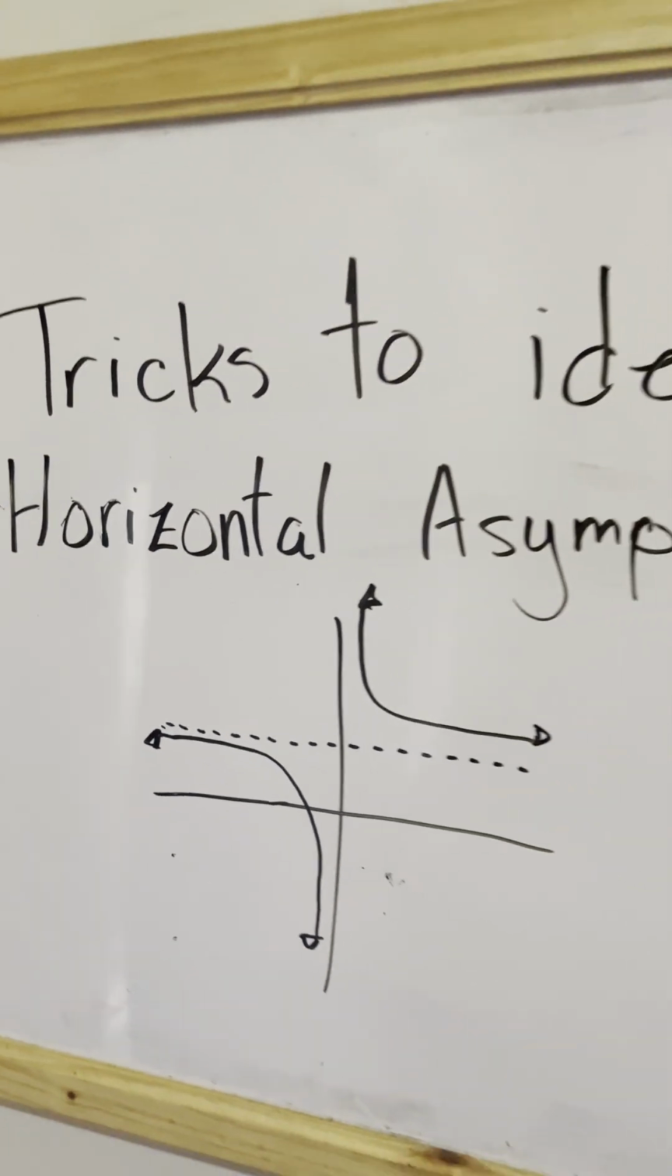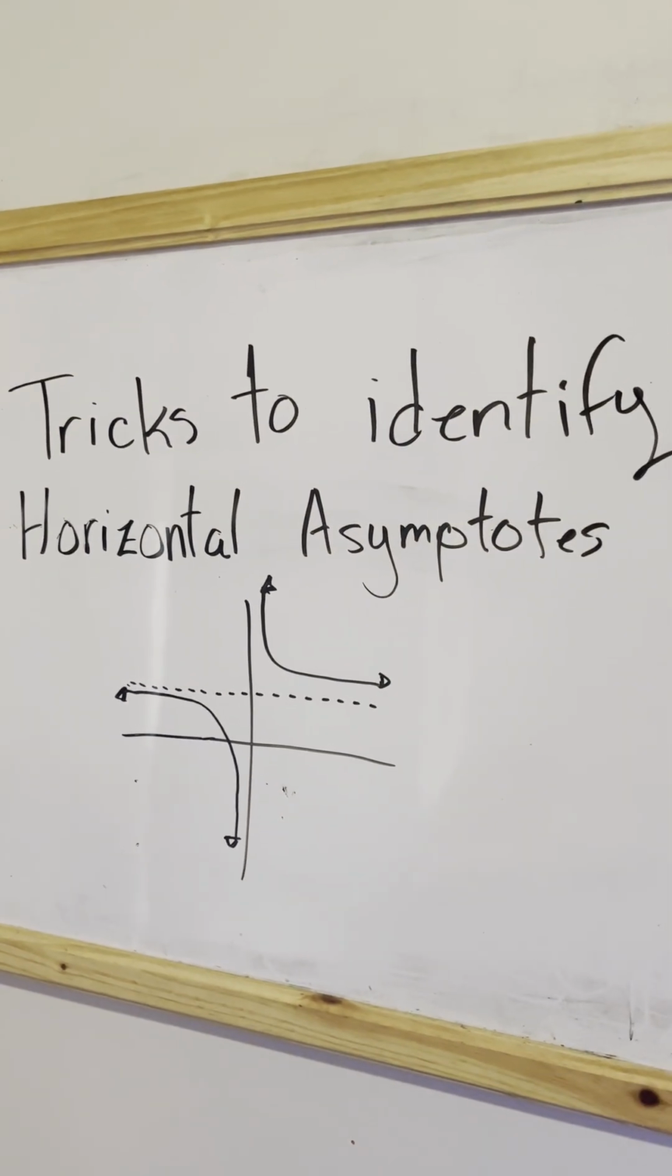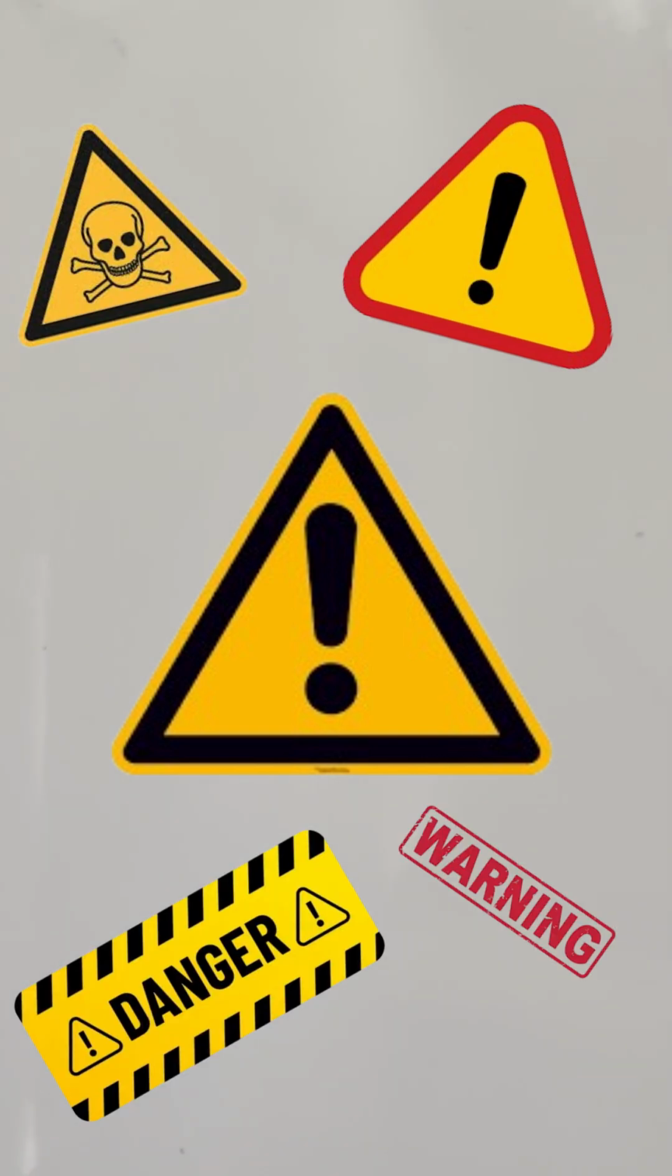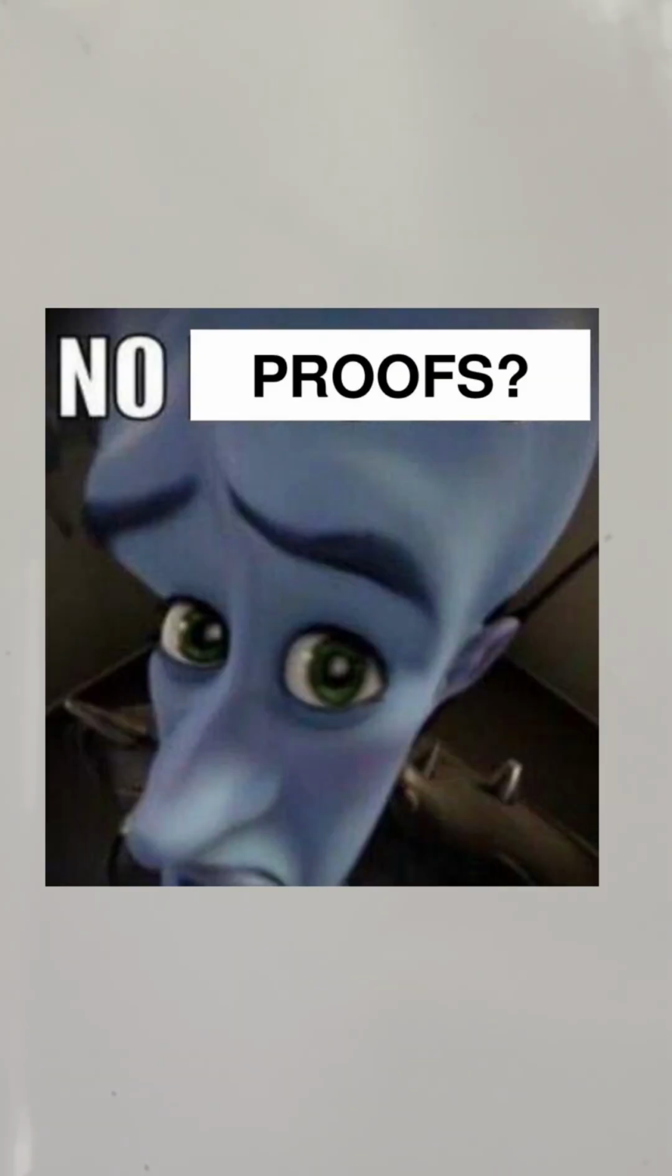These are three simple tricks you can use to identify the horizontal asymptotes of a rational function. A little warning: in this video, I'm only going to be explaining how to apply these tricks, but not actually demonstrate why they work. So if you want to understand these more in depth, I'd advise you to look up other YouTube videos that explain these methods more in depth.